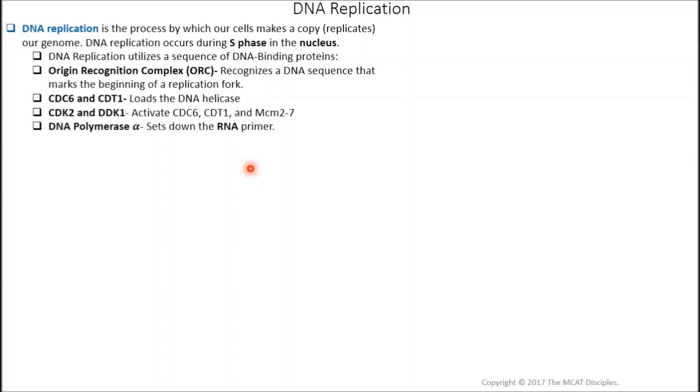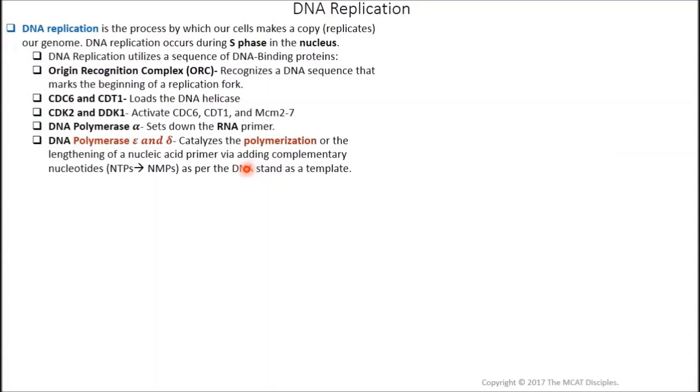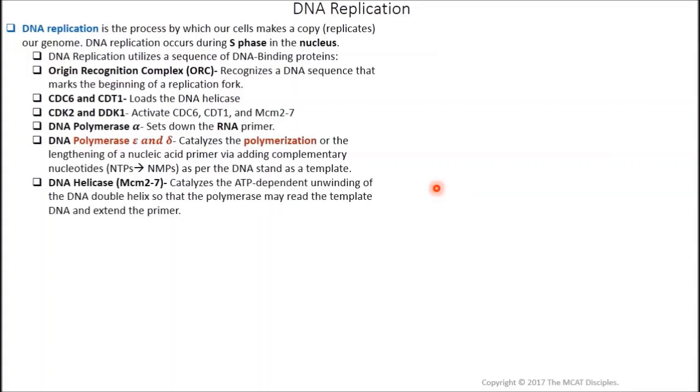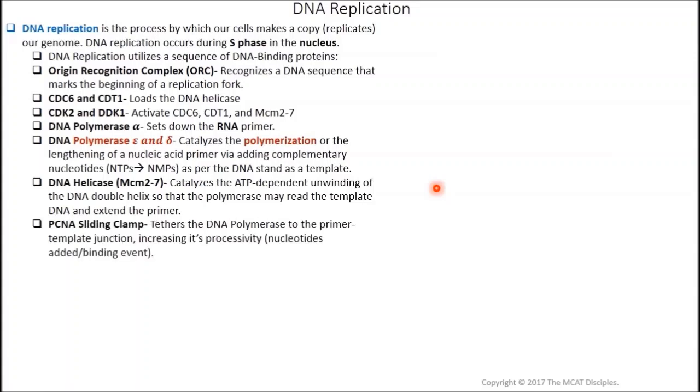DNA polymerase alpha sets down the RNA primer. DNA polymerase epsilon and delta catalyze the polymerization, or the lengthening, of a nucleic acid primer via adding complementary nucleotides as per the DNA strand of the template. DNA helicase, or MCM27, catalyzes the ATP-dependent unwinding of the DNA double helix so that the polymerase may read the template DNA and extend the primer. The PCNA sliding clamp tethers the DNA polymerase to the primer template junction, increasing its processivity, or nucleotides added per binding event.